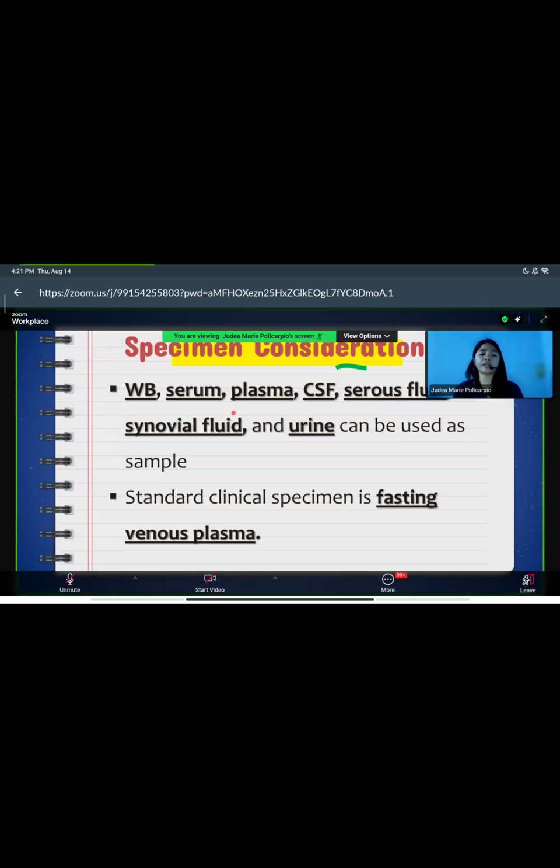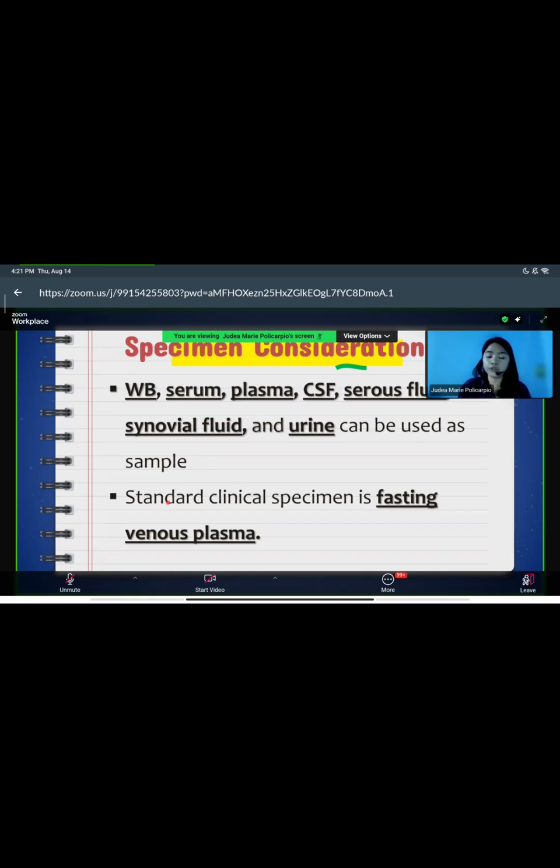Pwede tayong mag-detect ng glucose sa whole blood. Pwede kang mag-detect ng glucose sa serum, sa plasma, even sa CSF, even sa serous fluid, si peritoneal, pericardial, pleural fluid, synovial fluid, at nagde-detect din nga tayo ng glucose sa urine, di ba? Maraming pwedeng specimen for glucose analysis. Pero, recall question, ano daw pala yung standard clinical specimen?